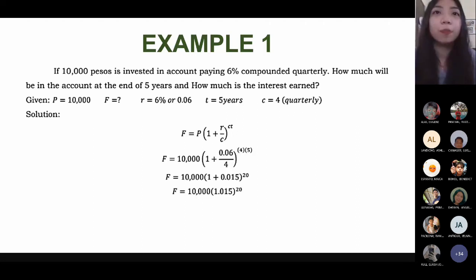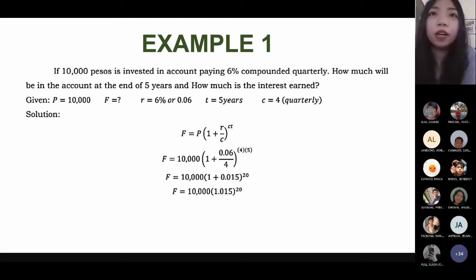We will have F that is equal to our principal amount, that is 10,000 pesos, multiplied by 1 plus 0.06 divided by 4. So again, yung 4 natin, that is the word compounded quarterly, raised to our C times T, so 4 times 5, because yung given natin na time is in 5 years.